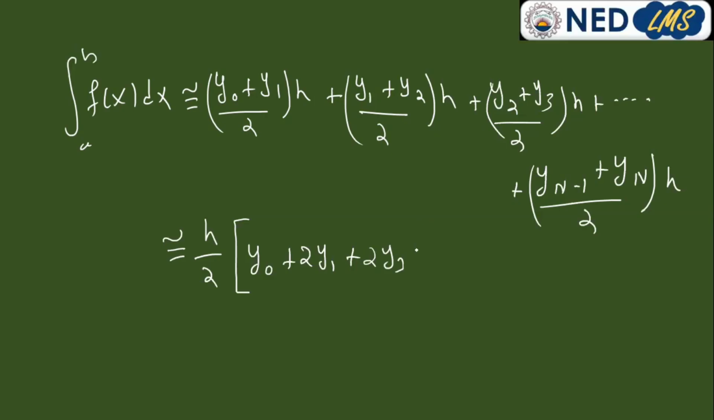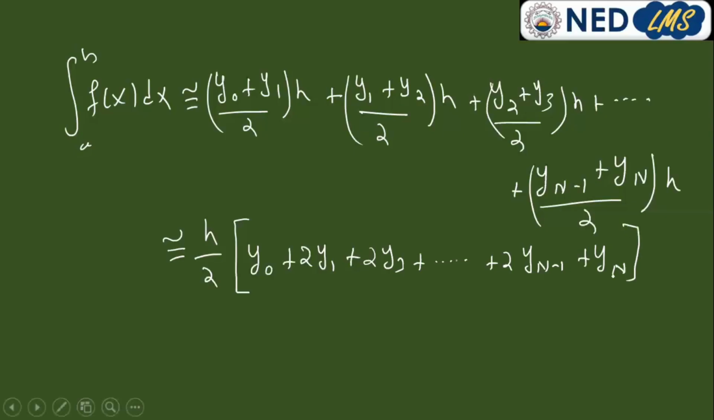All internal nodes will be multiplied twice in short. Continue till the first node of the last interval, and before that there also exists yn minus 1, so this will be 2 times yn minus 1 as well. The last node is not multiplied twice, because the last interval's end is the last node. It is not counted twice.